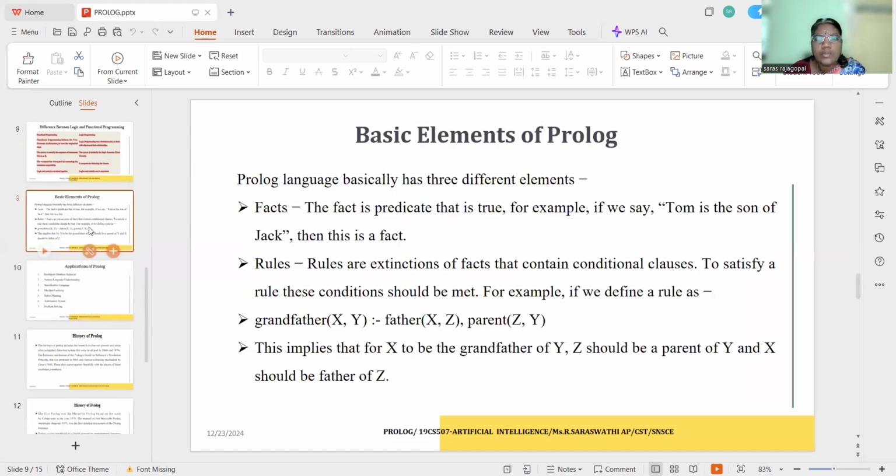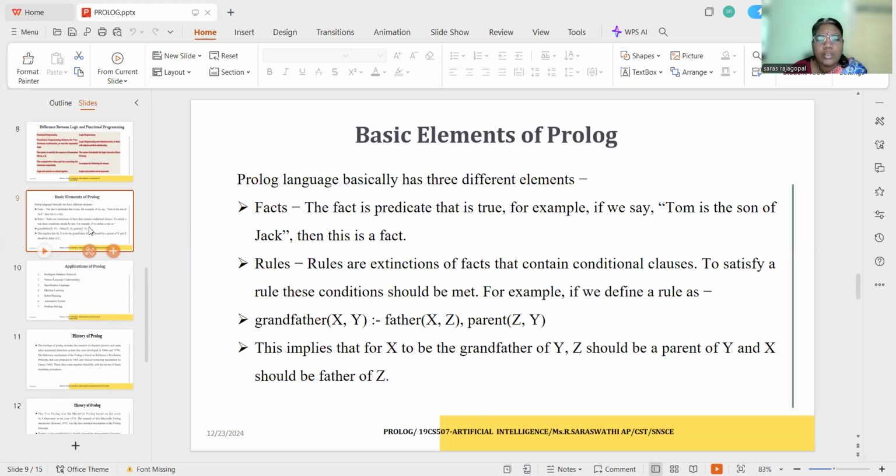These are the basic elements of Prolog. Prolog contains three elements: facts, rules, and queries. Fact: a fact is a predicate that is true. For example, if we say that Tom is the son of Jack, then this is a fact.